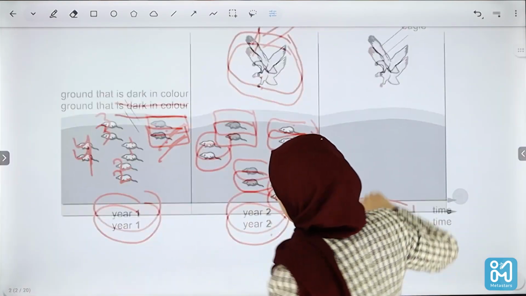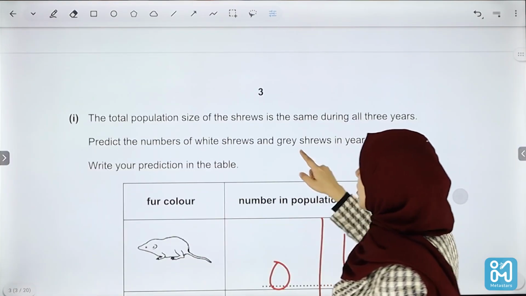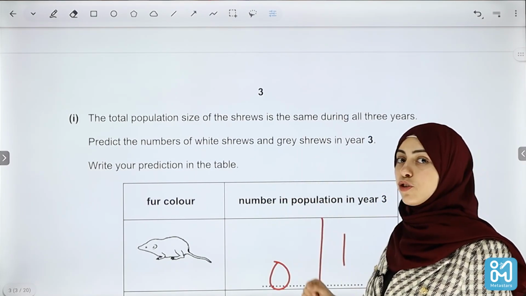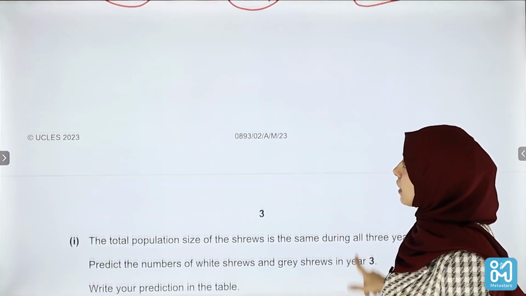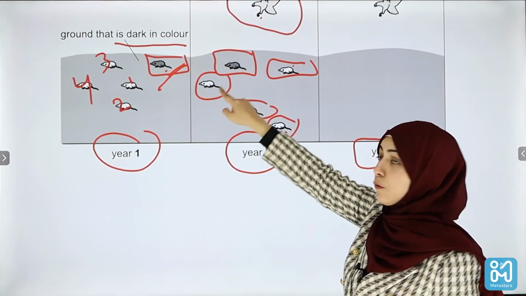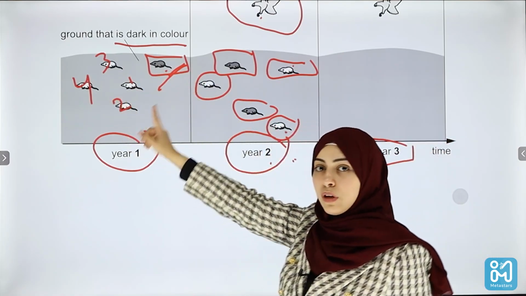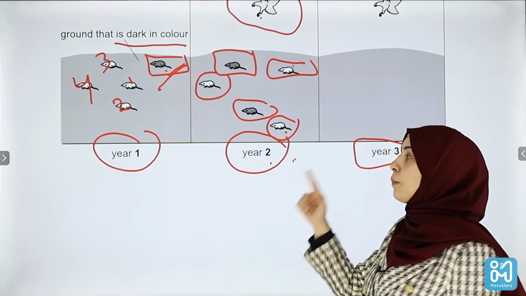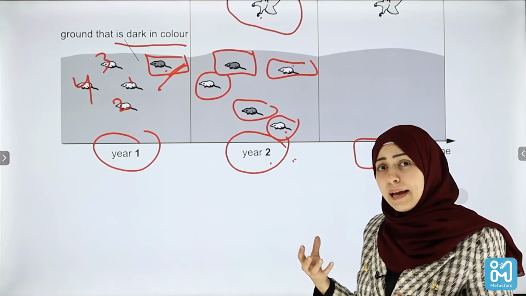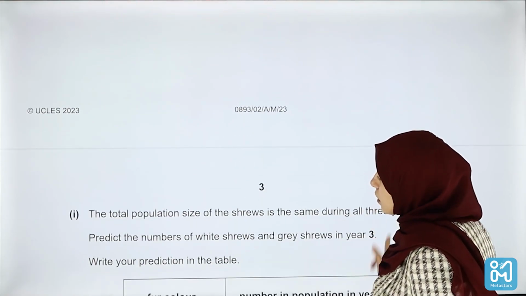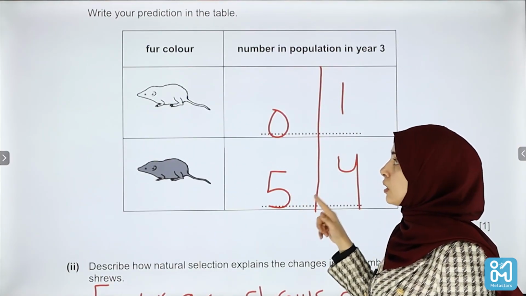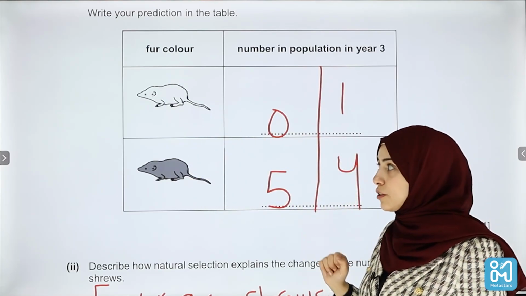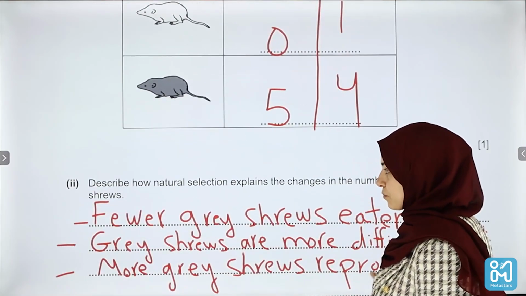So the total population size of shrews is the same during all 3 years. Predict the number of white shrews and gray shrews in year 3. So they have the same number, 1, 2, 3, 4, and 5. So in year 3, we expect to see 5 shrews. But we will expect to see more black shrews. So I will expect to see in year 3, 5 black shrews and 0 white shrews, or 4 black shrews and only 1 white shrew, because it will be eaten more by the eagle.